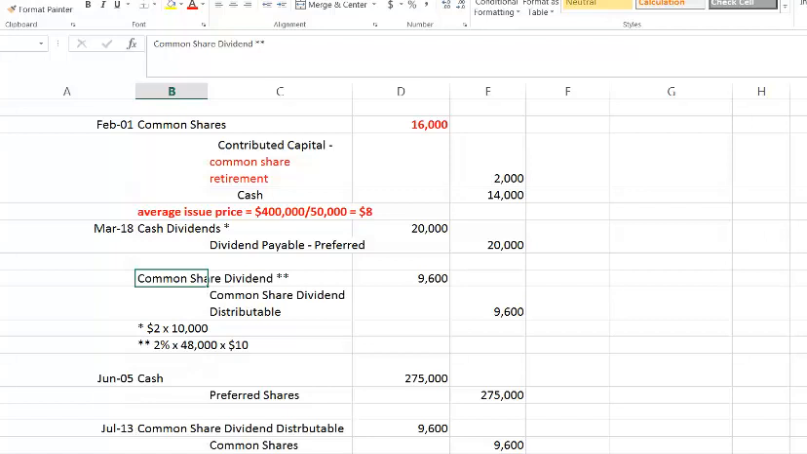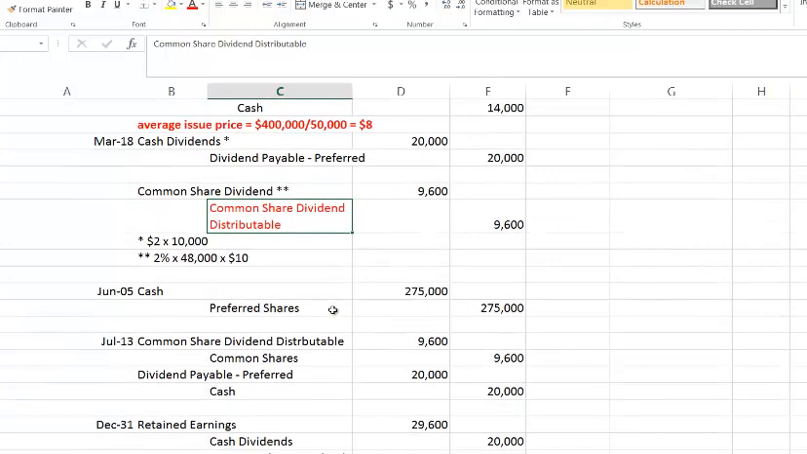Now, at the date that we declared the share dividend, the shares were trading at $10 a share. So remember that when we multiply by $10 a share here, that's the value of the shares at the declaration date. So we're going to debit our common share dividend and credit our common share dividend distributable account for $9,600. Remember the distributable account, we've talked about that account before. It's not a liability, it's a shareholders' equity account.